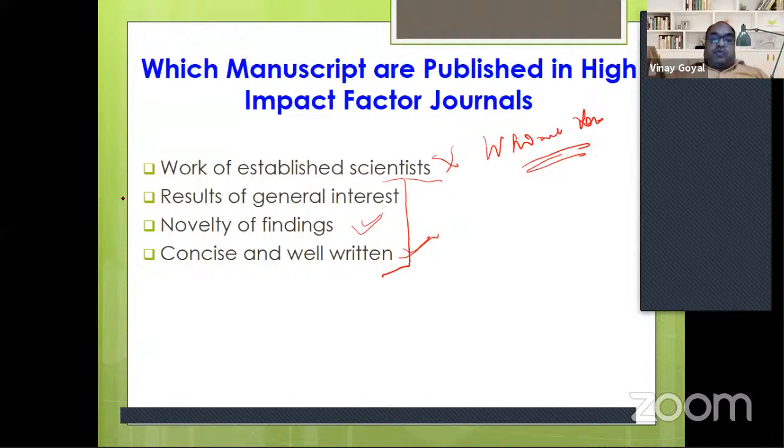So we belong to these three categories, let me tell you. You also and me also, we belong to these three categories. We are not established scientists. Neither you nor me, we are not established scientists. Once you are an established scientist, then you can write anywhere, anything. A very derogatory statement to make, but that is possible. So your work should be of general interest. There should be novelty of findings, and then it has to be concise and well written.